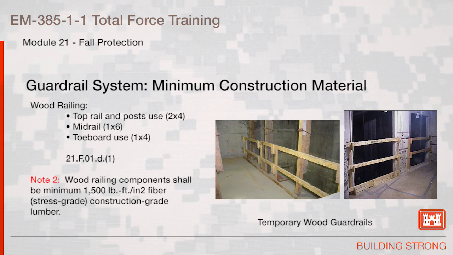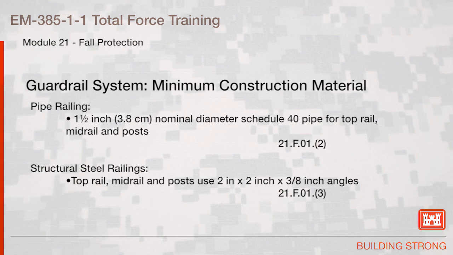For wood railings, top rails and posts, minimum size of 2x4. The mid-rail, minimum size of 1x6. And toe boards, minimum size is a 1x4. Note: wood railing components shall be a minimum 1,500 foot-pound per square inch fiber or stress-grade construction-grade lumber. Pipe railings should be a minimum 1.5 inch nominal diameter Schedule 40 pipe for the top rail, mid-rail, and posts. Structural steel railings, the top rail, mid-rail, and posts use a 2x2 by 3/8 inch angles.